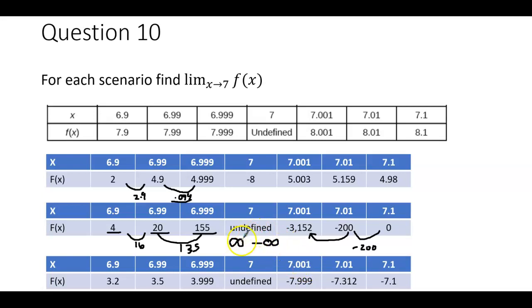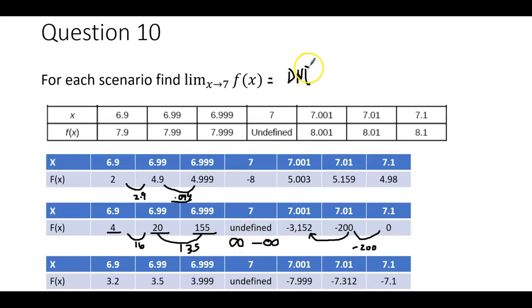Now, if both of these were positive infinity, you could say the limit's infinity. That still means the limit doesn't exist. Or if they were both negative infinity, you could say the limit's negative infinity. But that still means the limit doesn't exist. But in this case, since they're opposites, we just say does not exist.